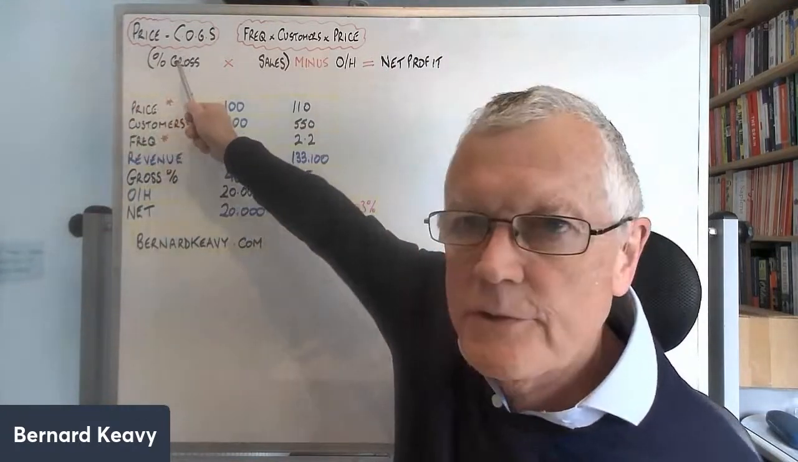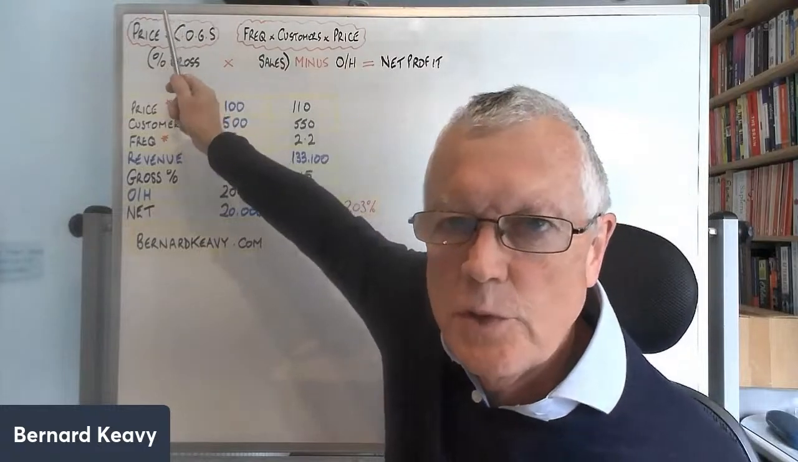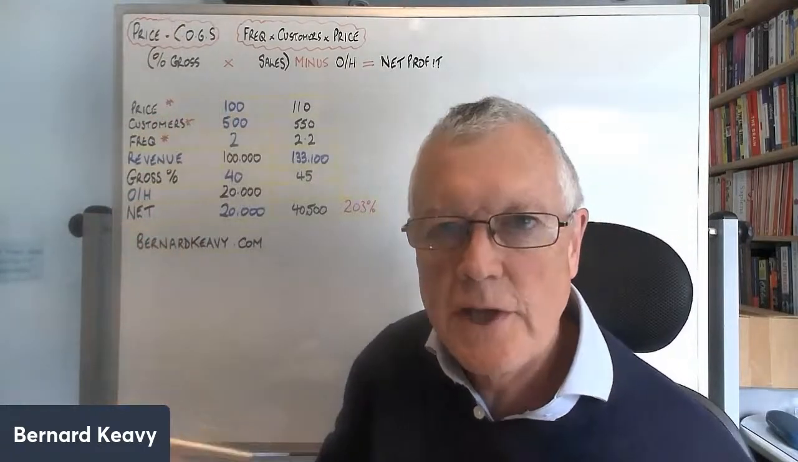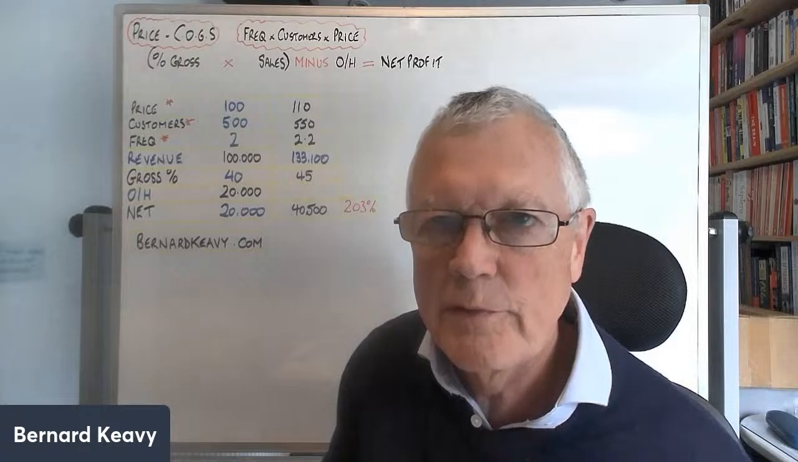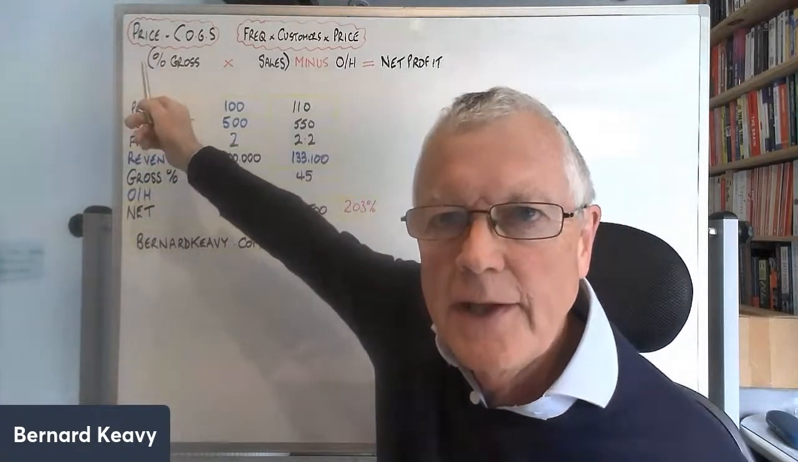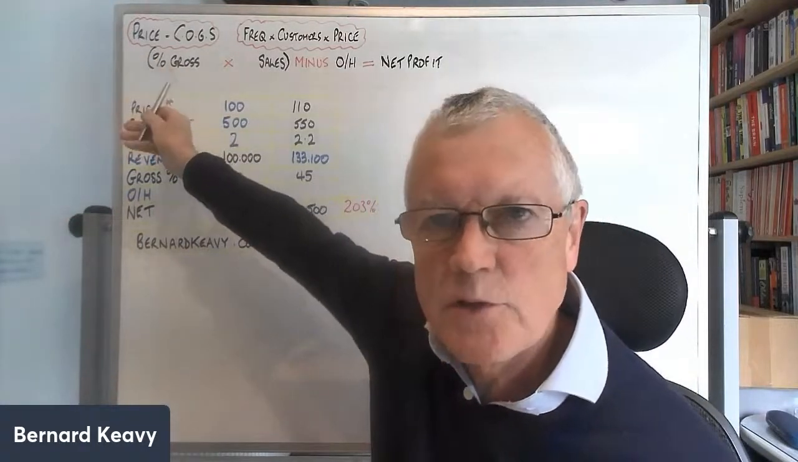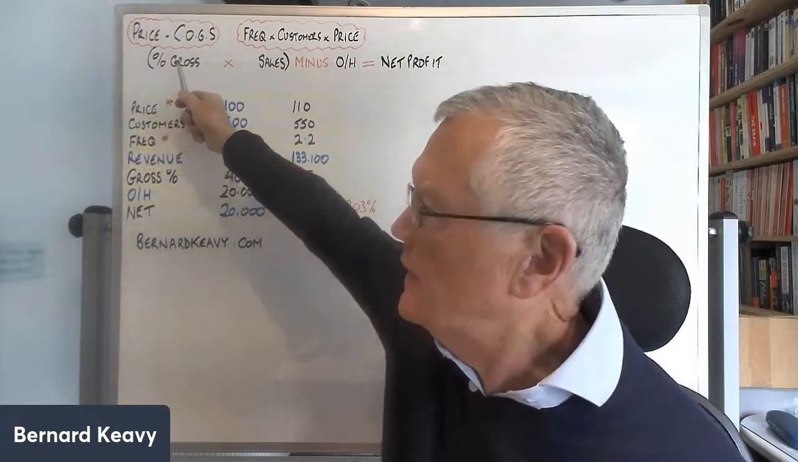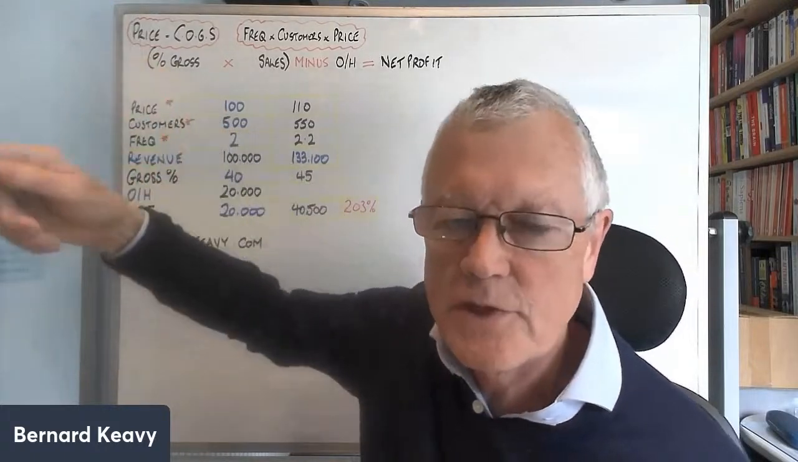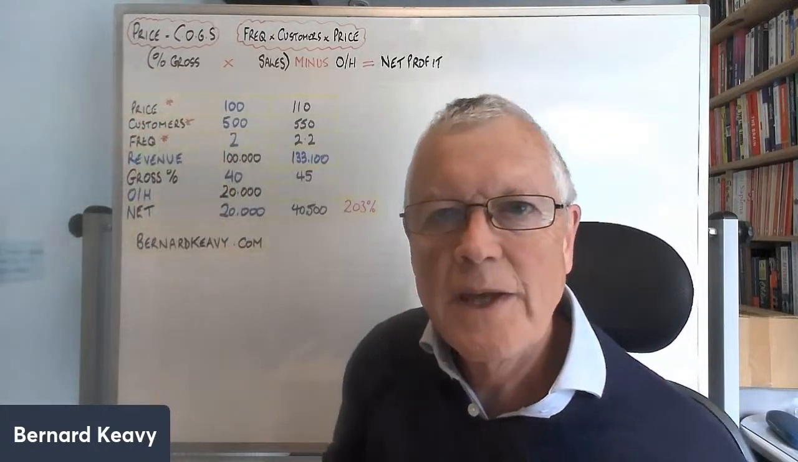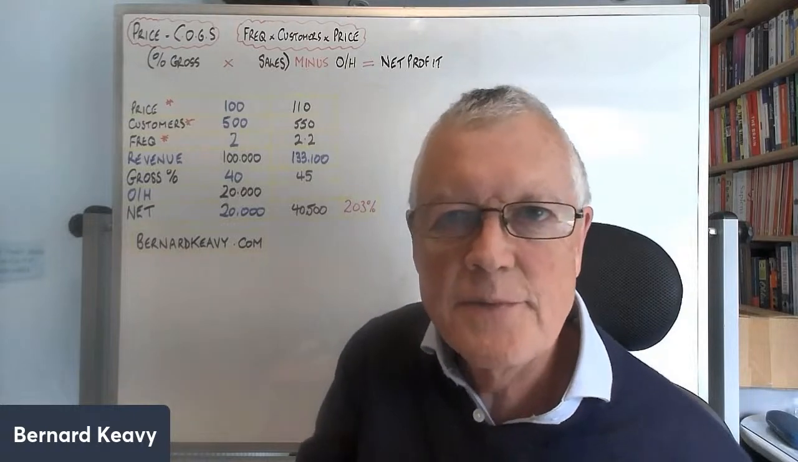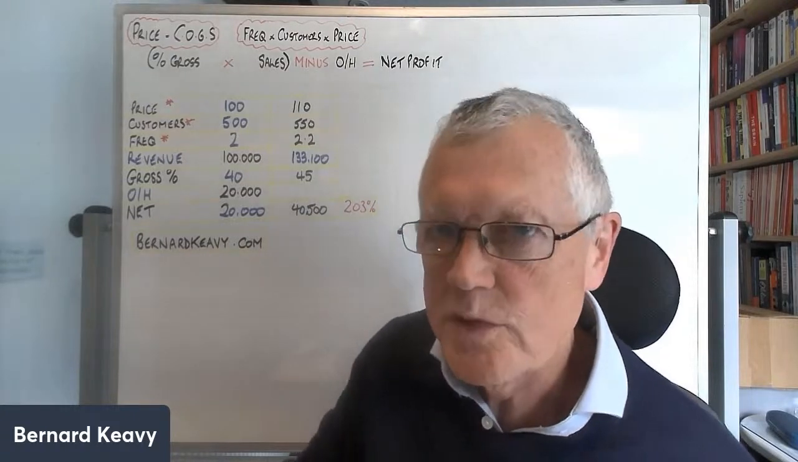The first one is gross margin, which is the difference between your price and the cost of goods sold, the direct cost of whatever it is you're selling or providing. If you divide that by the sales amount, times 100, you get the gross margin. So if you're making £40 profit on £100 that you sell, that's a gross margin of 40%.